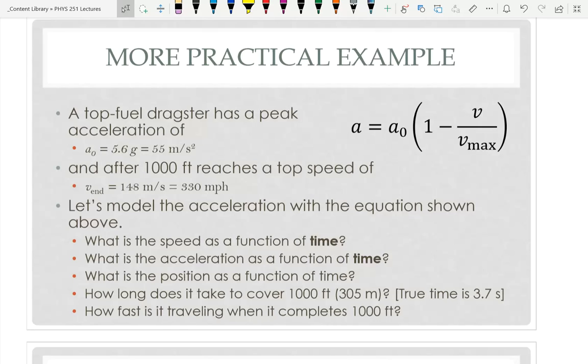So the people driving those top fuel dragsters are withstanding some pretty significant conditions. The speed after 1,000 feet is 330 miles per hour, or 148 meters per second.